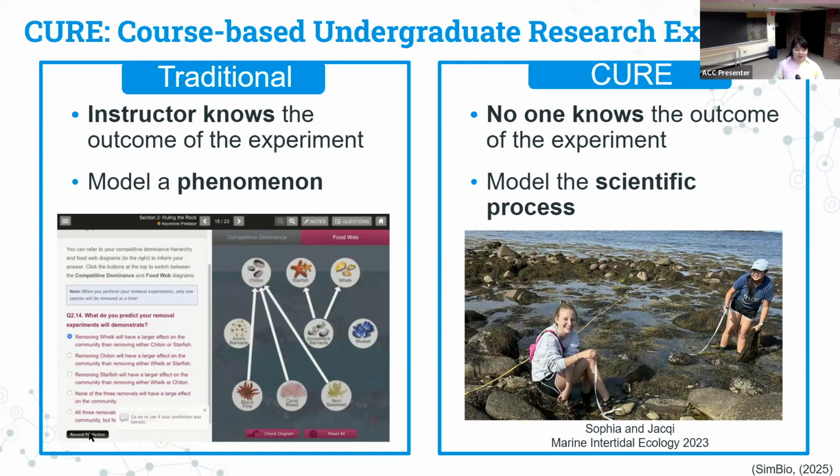So it's a really interesting model because no one knows the outcome of the experiment, right? They're doing real, genuine research. And not only are they modeling some kind of phenomenon, but they're also modeling the scientific process in itself. And so they're building these really critical skills about hypothesis making. They are practicing their critical thinking skills when they have to troubleshoot.